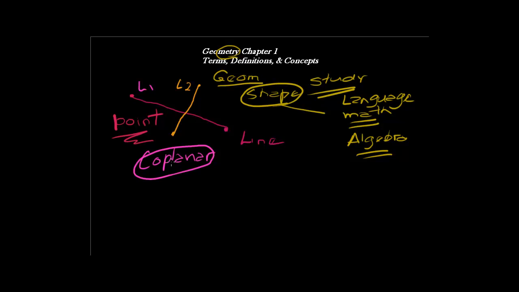Now, if these two lines, L1 and L2, are in the same plane and they're coplanar, if they intersect, they can only intersect in exactly one spot. It's not possible, in other words, for two lines to intersect in more than one spot, unless they're one and the same line. So we have another term here, intersection. And this intersection right here, in green, of L1 and L2, is a single point.